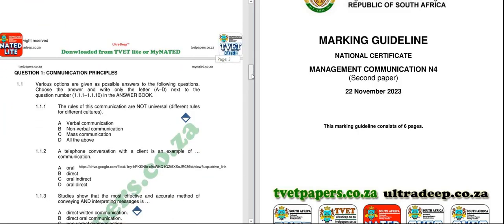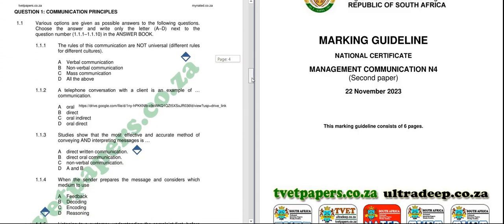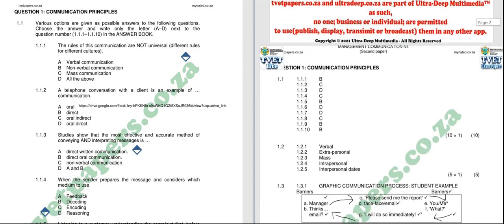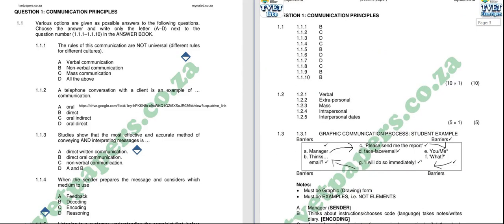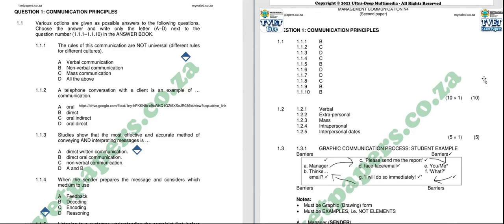So going to the first part of our question paper, it is a multiple choice section on communication principles. According to the answers that we have on the first part, 1.1.1 to 1.1.4, we refer back to the marking guideline, where these are the answers that we have. The first one: the rules of this communication are not universal, there are different rules for different cultures. So the correct response is B, non-verbal communication.